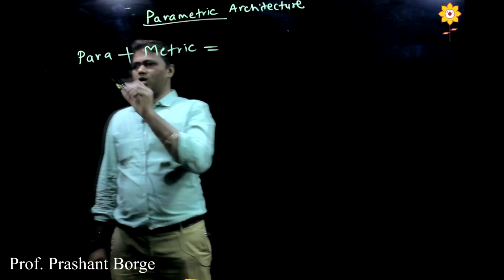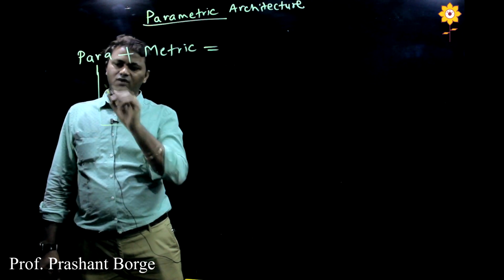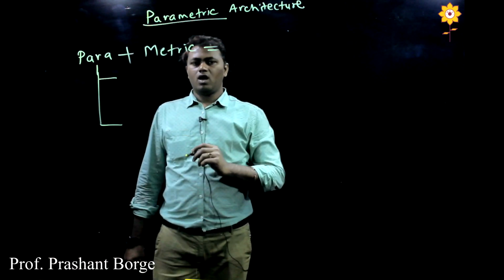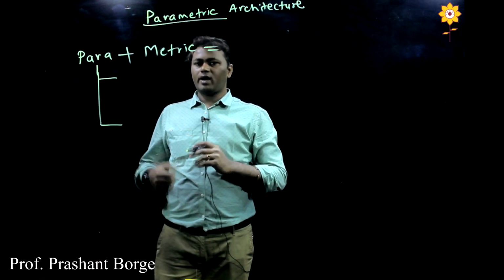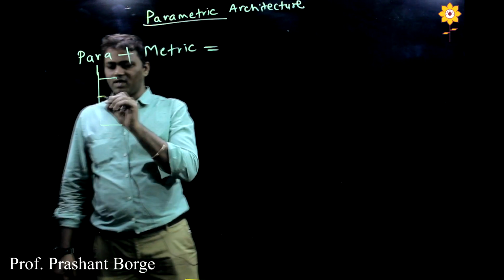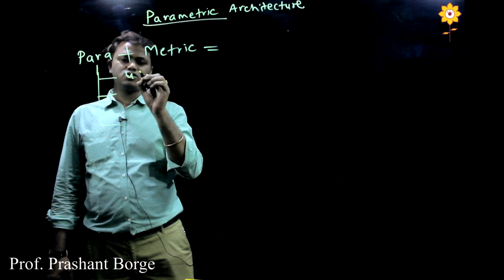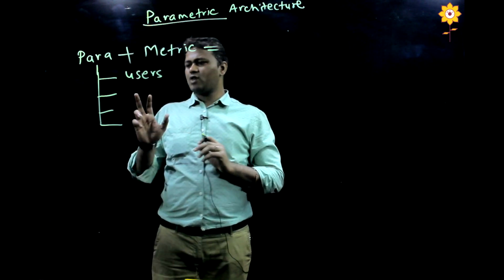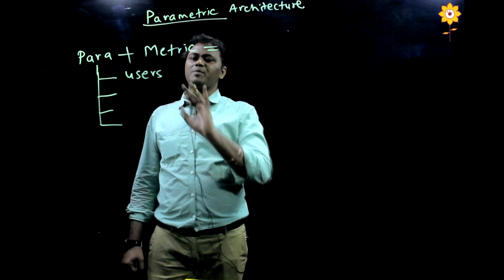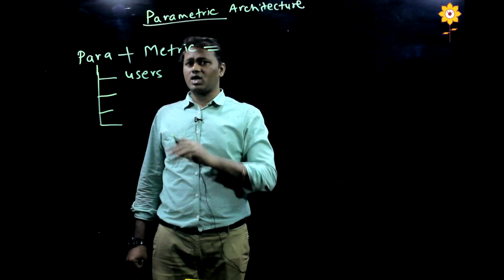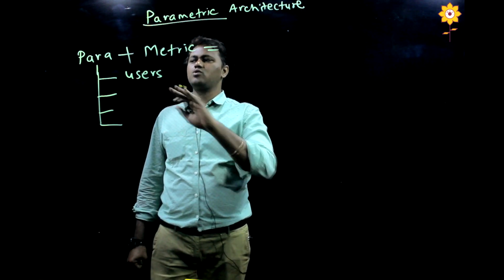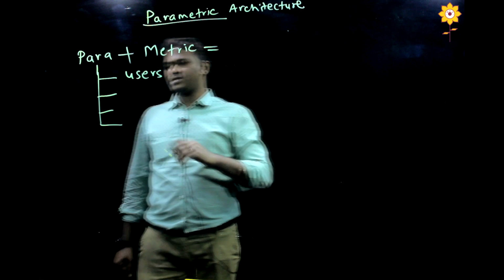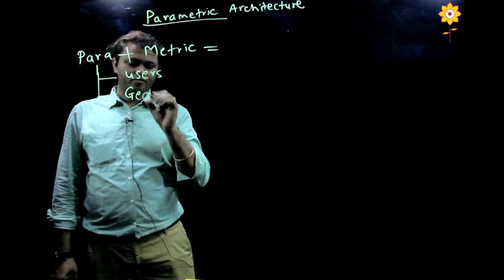So in the para, we are dealing with different kinds of entities. Starting with these particular entities, the first entity is users. In the users, you have to understand the requirement of the client, or the requirement of the population for whom you are designing your structure. Second is geometry.